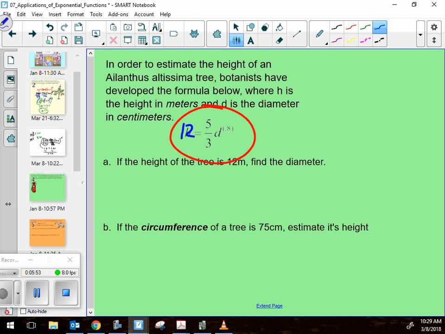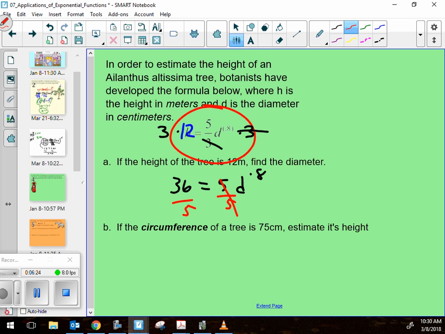So I have tried to teach you to clear fractions. So I would recommend that you multiply by 3 on both sides. That gets rid of the denominator. Did I not teach you to clear fractions? All right. Now, could you have, in this case, multiplied by the reciprocal? Yes, but I don't recommend it because in a harder problem, it screws it up. So then it's 36 equals 5D to the 0.8. Now I got to get rid of the 5. Divide by 5. Divide by 5.